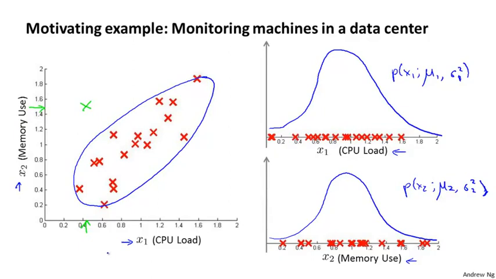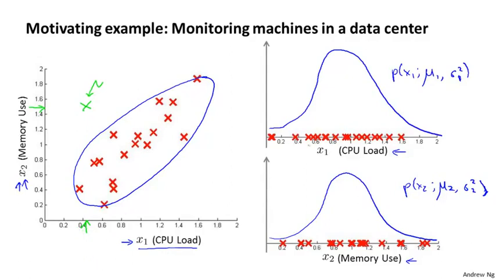So in the data of my good examples, it looks like the CPU load and the memory use sort of grow linearly with each other. So if I have a machine using lots of CPU, memory use will also be very high. Whereas in this green example, the CPU load is very low, but the memory use is very high, and I just have not seen that before in my training set. It looks like that should be an anomaly. But let's see what the anomaly detection algorithm will do.